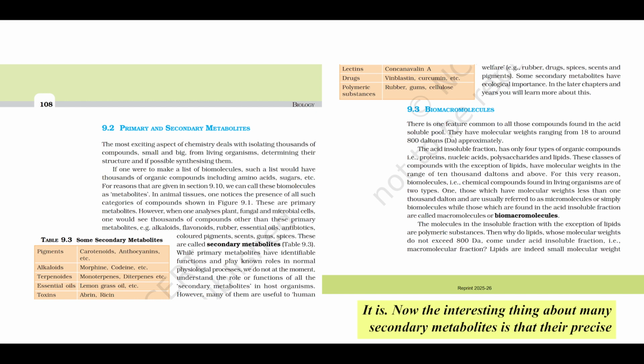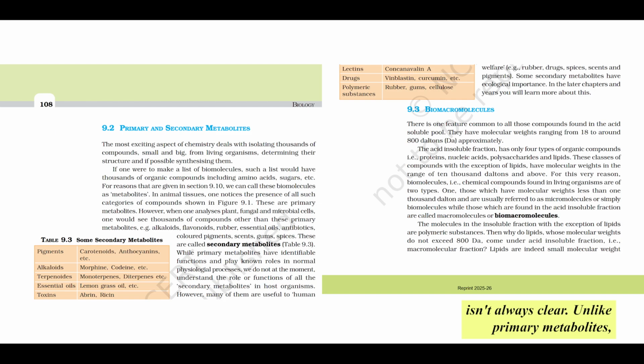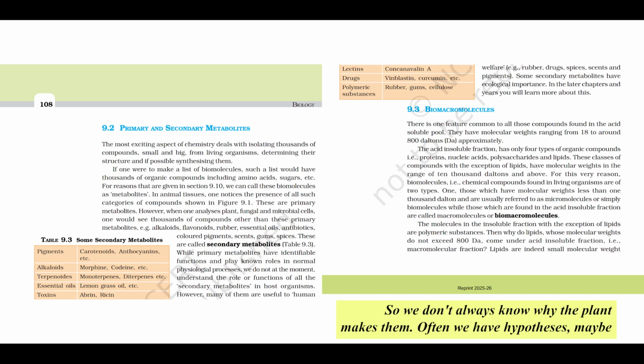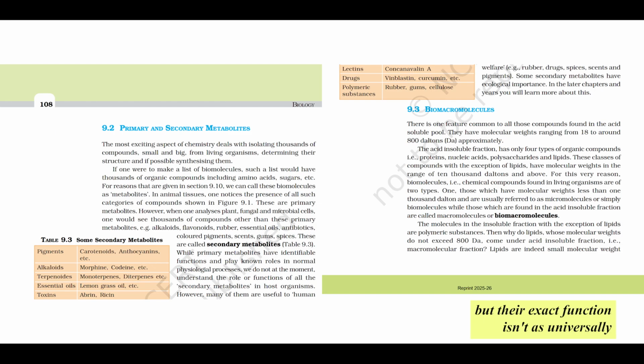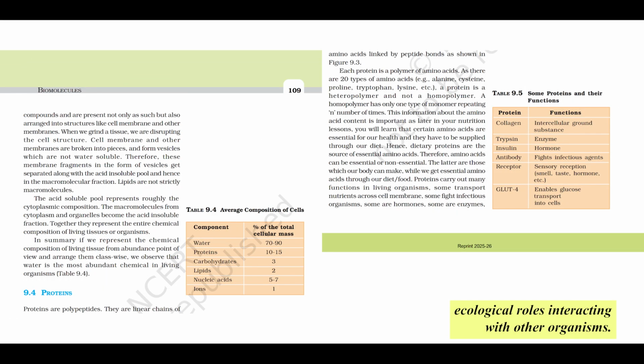Now, the interesting thing about many secondary metabolites is that their precise role or function within the organism producing them isn't always clear. Unlike primary metabolites, their direct physiological necessity for the plant or microbe itself might not be immediately obvious. So we don't always know why the plant makes them. Often, we have hypotheses, maybe defense against insects, attracting pollinators, dealing with environmental stress, but their exact function isn't as universally defined as, say, glucose. However, what is incredibly clear is their usefulness to humans. We use them for rubber, drugs, spices, scents, pigments, and they definitely play important ecological roles interacting with other organisms.